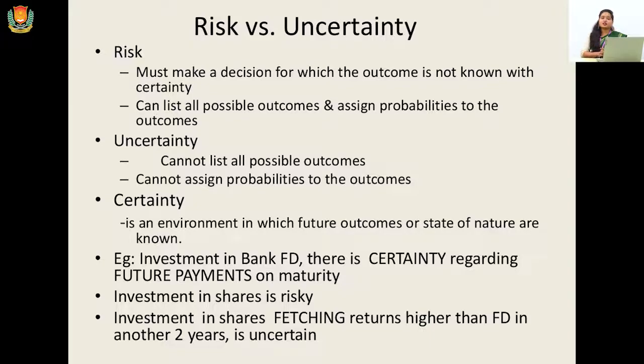Then there are uncertainties, for which we cannot list out the possible outcomes, and we cannot even assign probabilities. These kinds of things come under certainty and uncertainty. I have taken an example here: investment in a bank FD is a certainty, as it will give you returns in the future. But if you invest in shares, obviously it will add much risk in the future.